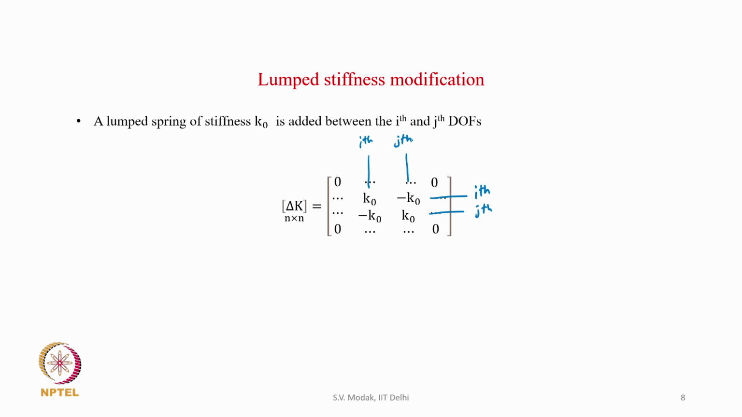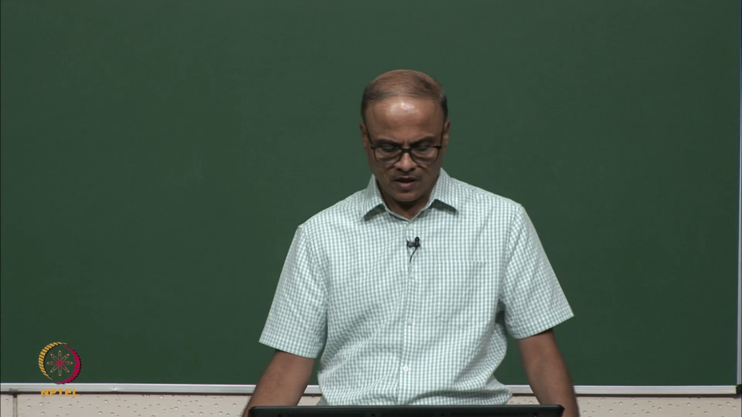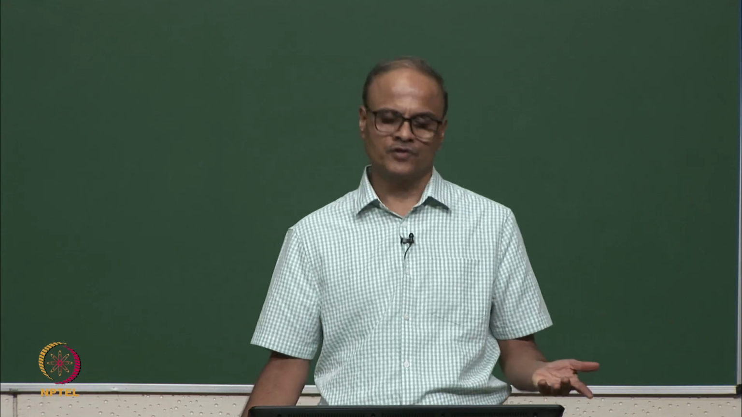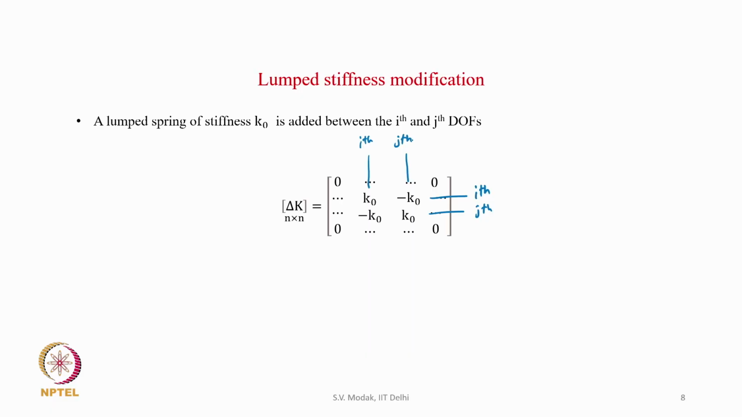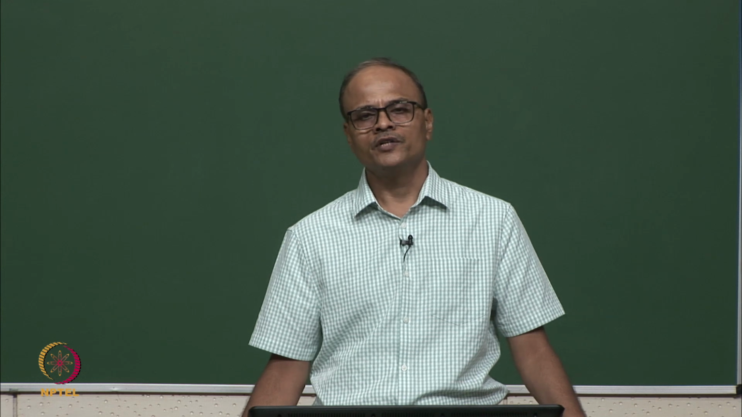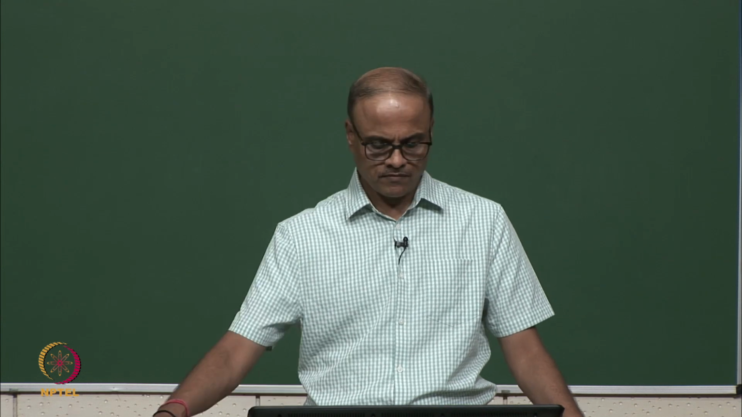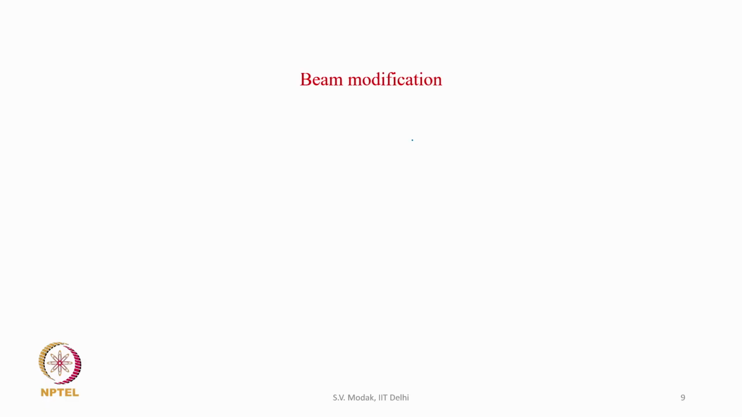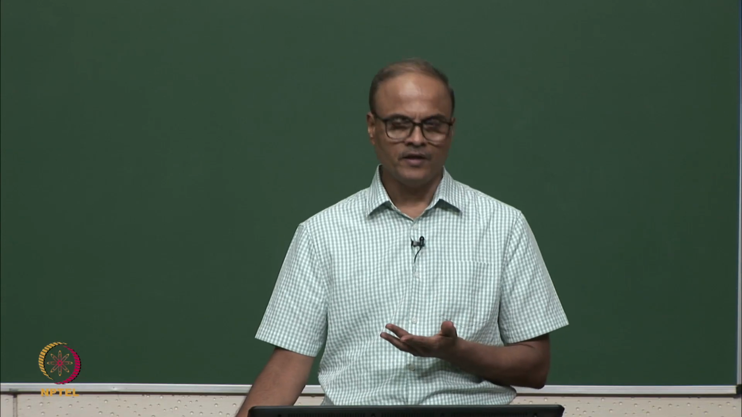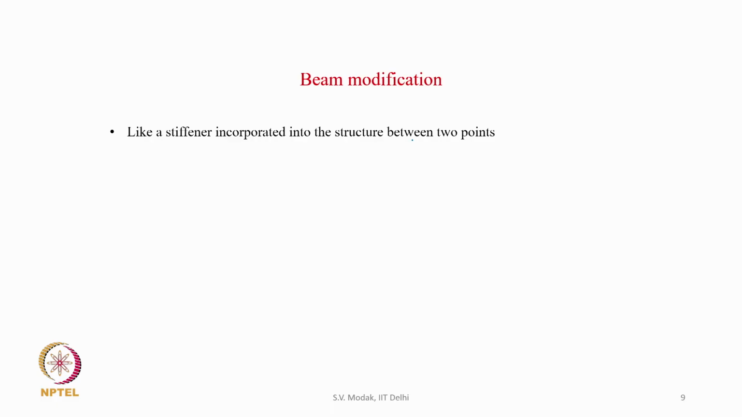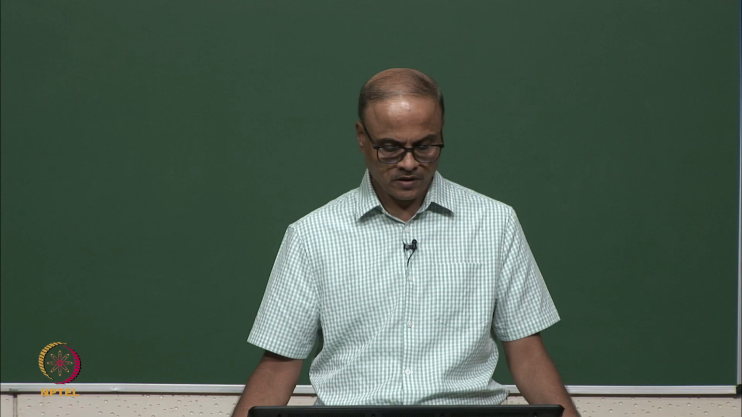So, if the mass of this lumped spring is small compared to the mass of the modified structure, then delta m can be taken as a matrix of zeros. Otherwise, delta m can also be suitably taken to account for the change in mass due to the added spring. Another possible modification is a beam modification. Beam modification is like the addition of a stiffener into the structure between 2 points. So, the beam modification is a more complex modification.